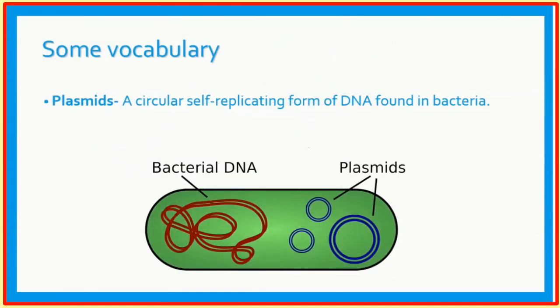First, we need some vocabulary. A plasmid is a circular, self-replicating form of DNA found in bacteria. It's important to notice that this isn't the chromosomal bacterial DNA, pictured here in red.